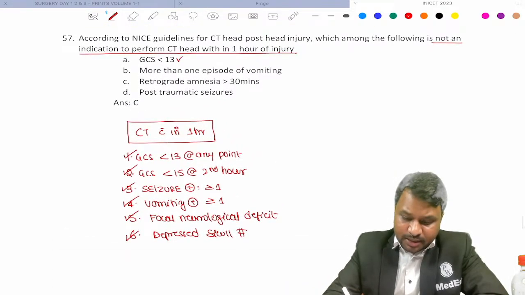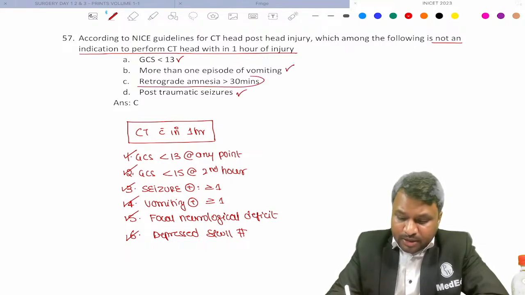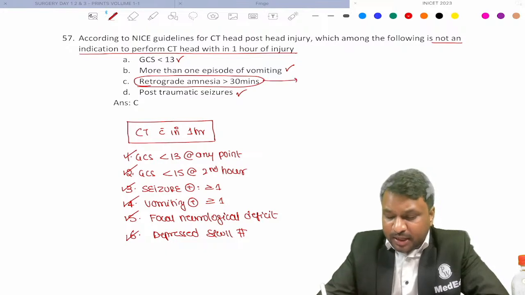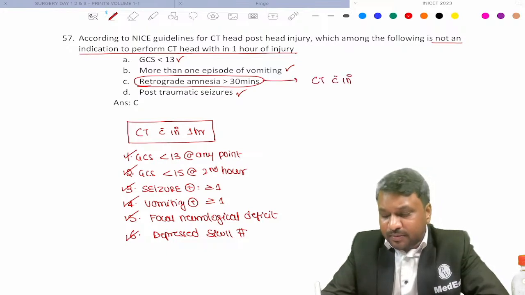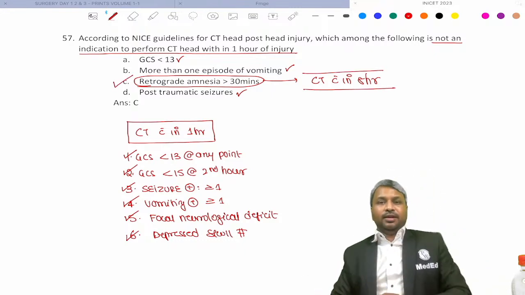So GCS less than 13 is an indication. More than one episode of vomiting, yes. Post-traumatic seizures. Retrograde amnesia for more than 30 minutes is an indication for CT within 8 hours. It is an indication for CT within 8 hours. So answer here is going to be C for Calcutta.